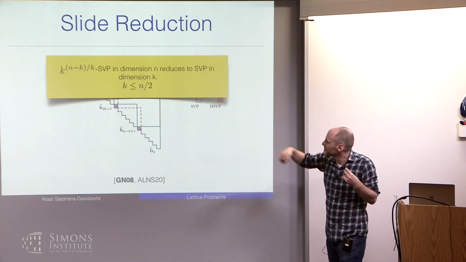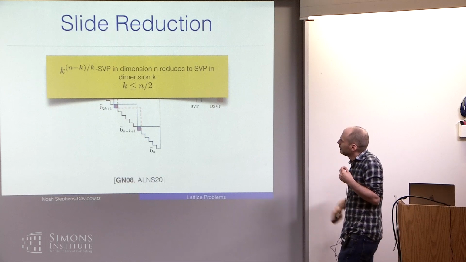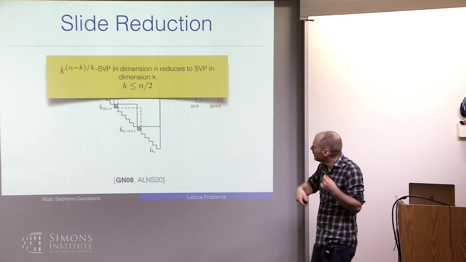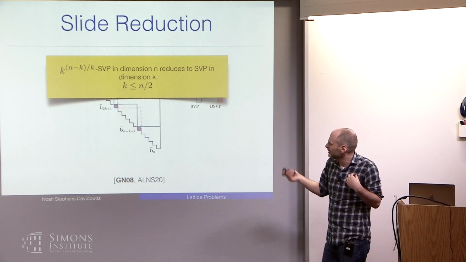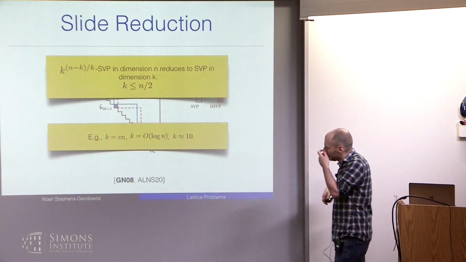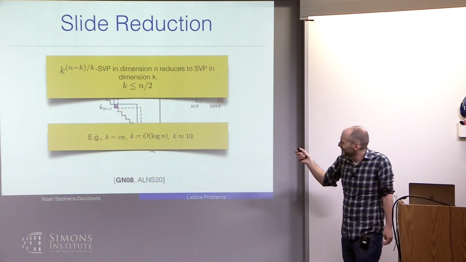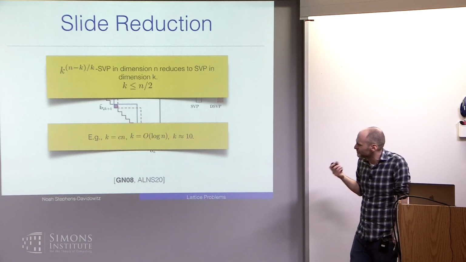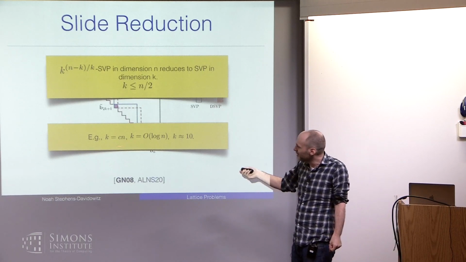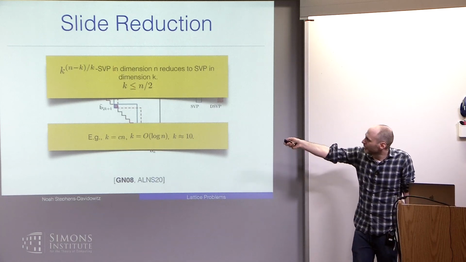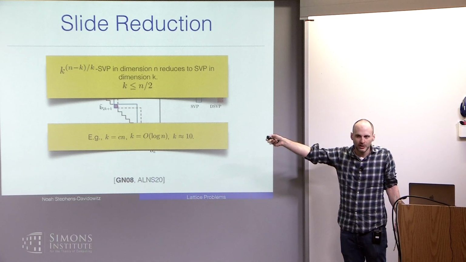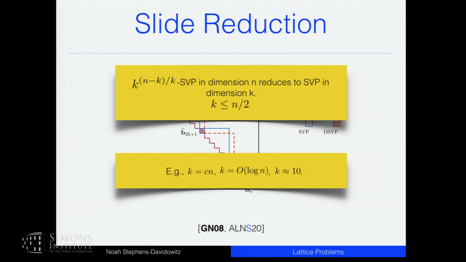Yes, so the headline result is that k to the n over k approximate SVP in dimension n reduces to SVP in dimension k. There's a little bit of a restriction that k has to be at most n over 2. This is a bit abstract. It helps to plug in examples. If you plug in k to be some constant times n, then you get a polynomial in n here. That's what's relevant for cryptography, right? In cryptography, we care about polynomial approximation factors, which means we need k to be n over 10 or something like this. I guess usually quite a bit higher than that.